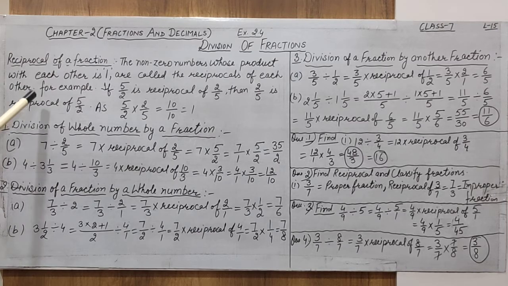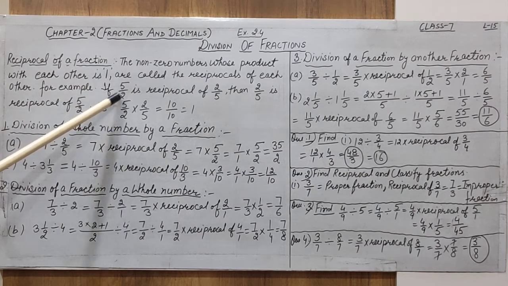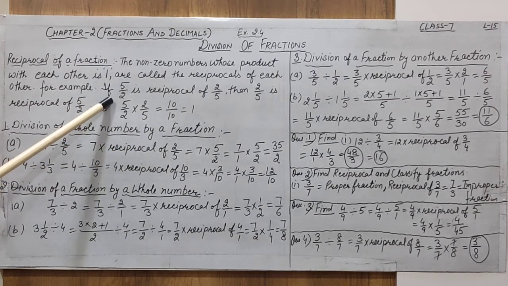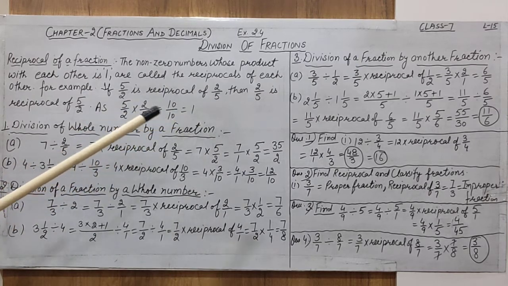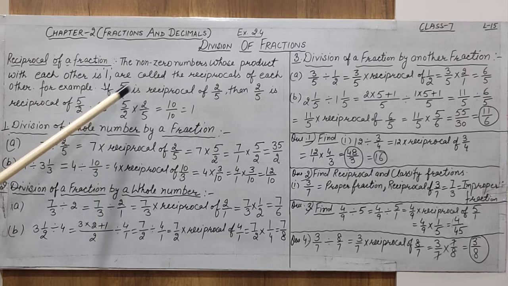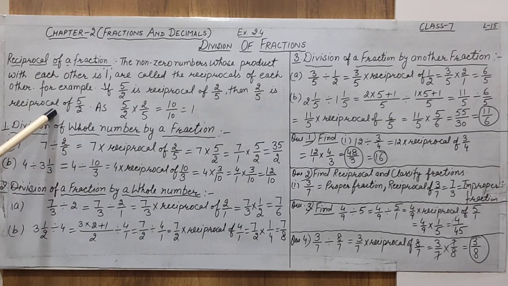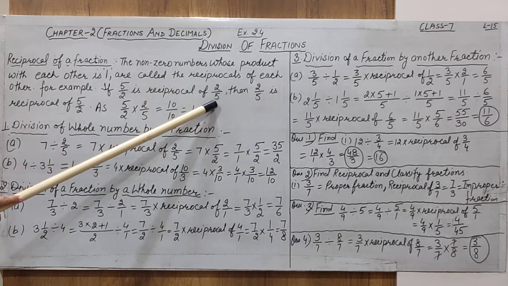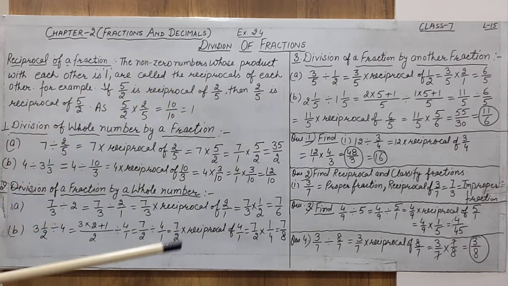To understand this, let us take an example. 5 by 2, a fractional number, is the reciprocal of 2 by 5. We say that 5 by 2 is the reciprocal of 2 by 5, and 2 by 5 is the reciprocal of 5 by 2. That is vice versa. One number is the reciprocal of the other.